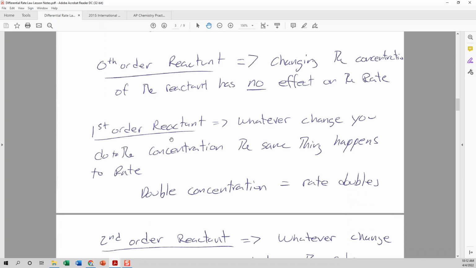Okay? Well, how do you know if you have a first order reactant? Whatever change you do to the concentration, the same thing happens to the rate. So if I double the concentration, the rate also doubles. If I cut the concentration in half, the rate would cut in half, right? So if I quadrupled the concentration, the rate would also quadruple. So if whatever change you make to the concentration of the reactant, the same thing happens to the rate, you know you have a first order reactant, okay?